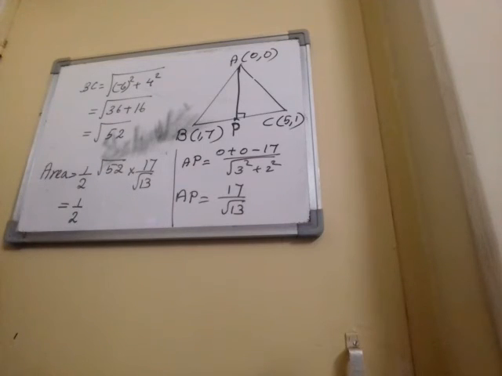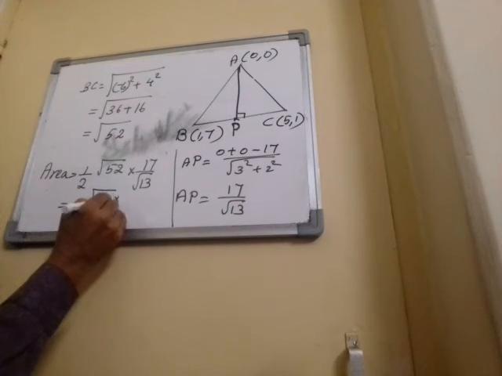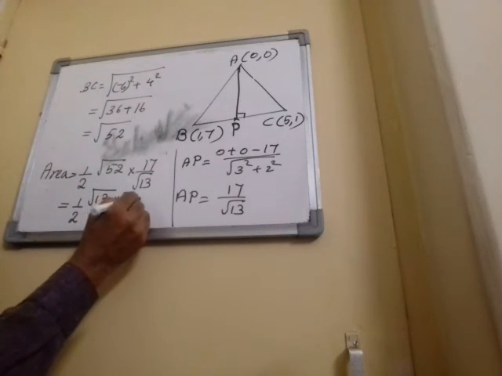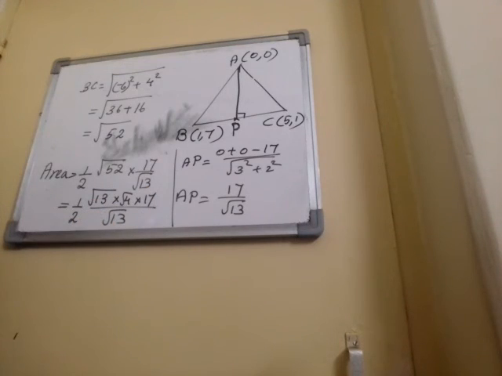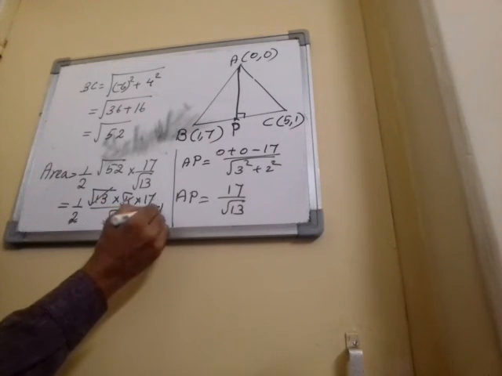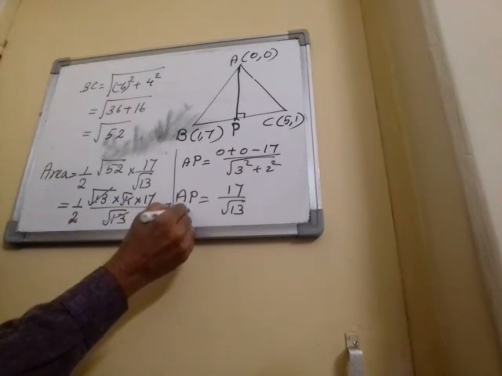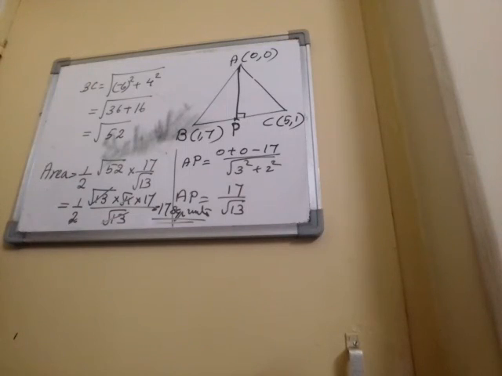Now this we can write as, 52 is 13 into 4. So root 13 into root 4 into 17 by root 13. So root 13 cancel, and root 4 is 2. So 2 and 2 getting cancelled. So answer is 17 square unit. So area of the triangle is 17 square unit.